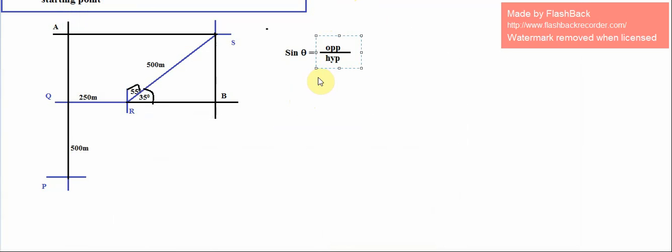We know that sine theta is equal to opposite over hypotenuse. So we are going to put our theta in place, which is 35. For opposite, we don't know, BS. Then we put the hypotenuse into its position.